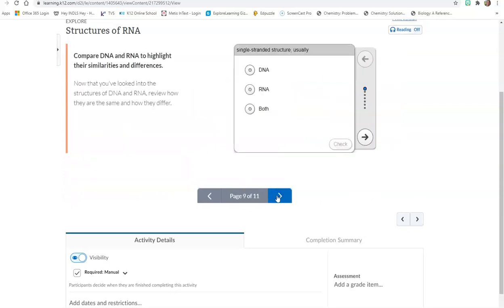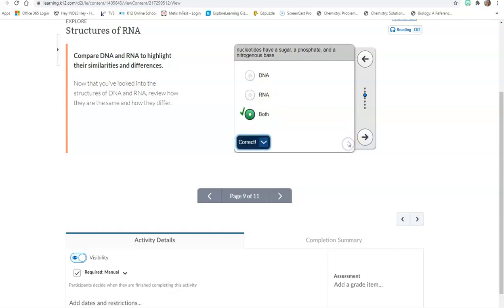there's a little fun kind of game, I guess you could play, a bunch of little questions. So it says single-stranded structure. Is that DNA, RNA, or both? And I would click on RNA. And then we check it, and yay, we got it right. And then we go to the next one, double helix structure, that would be DNA. Nucleotides have a sugar, a phosphate, and a nitrogenous base. I think that's both, right? They're both nucleic acids, that's what I meant to say. And so they have a sugar, a phosphate, and a nitrogenous base. I think that's both. Yay!